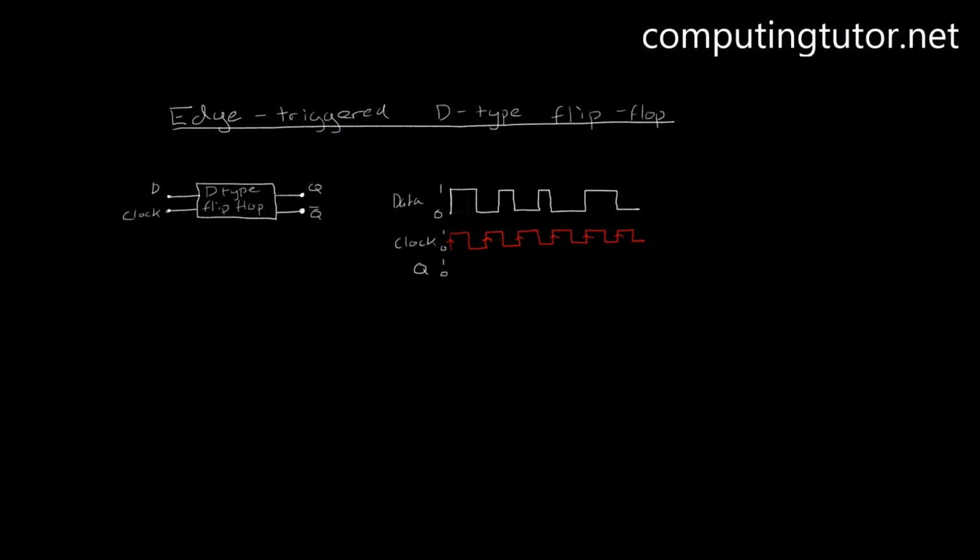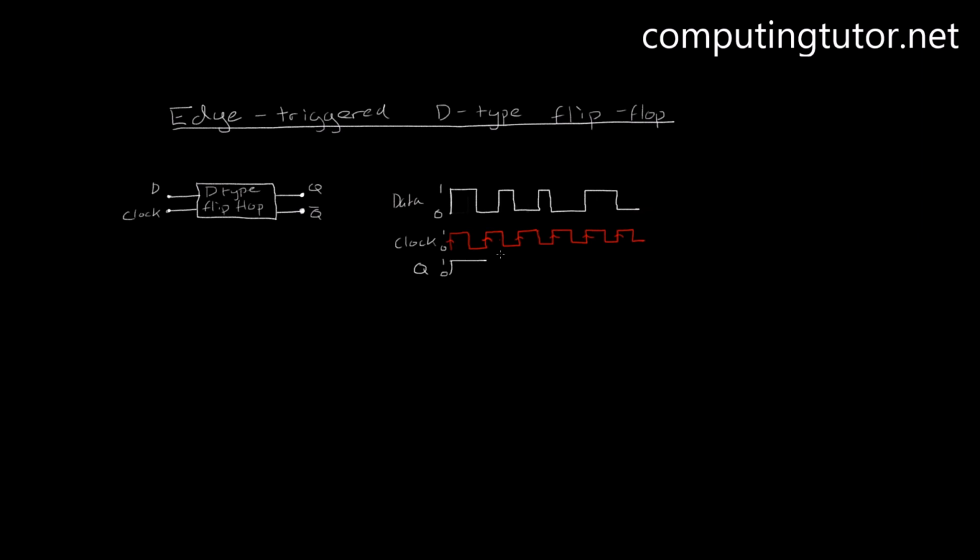Let's have a look at what the value of Q would be in this case, where this is our data input going between 1 and 0, and this is our oscillating clock here. So the data input is not going between 1 and 0 at the same time interval, the clock is. So first of all, the clock is on a rising edge here, and the data input is going from 0 to 1. So our value for Q goes from 0 to 1.